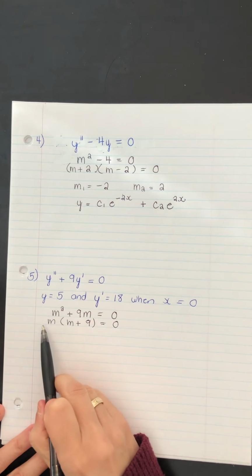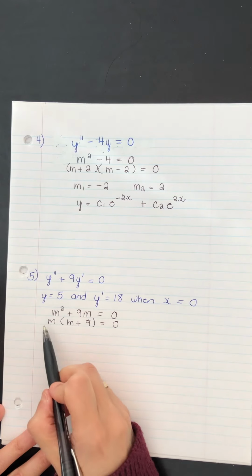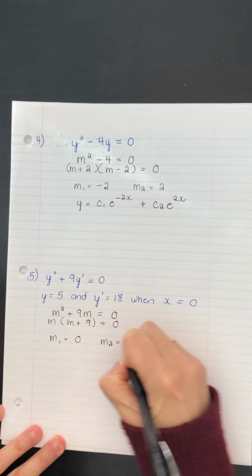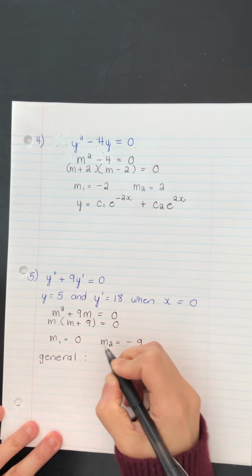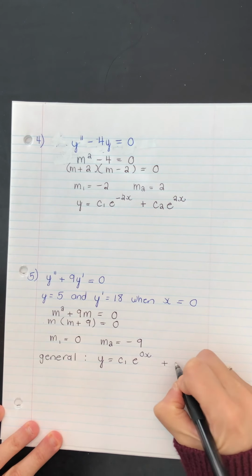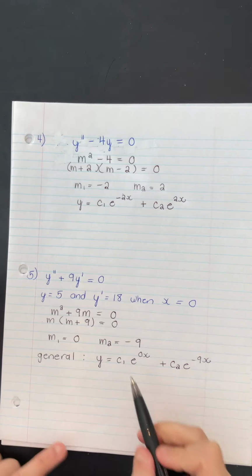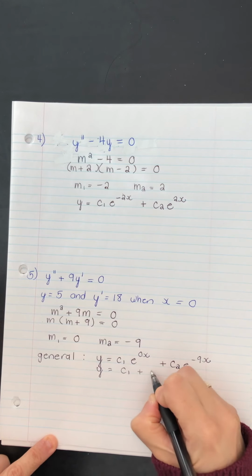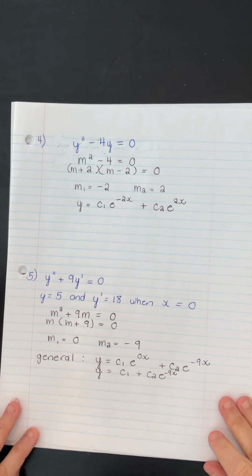And then our two roots come from here. m is 0 and m plus 9 is 0. So m1 is 0, and m2 then is negative 9. And that means we can now write our general solution. It is c1 e to the 0x plus c2 e to the negative 9x. Just like that. Of course, e to the 0x is the same as 1, so we might as well simplify this. It'll just be c1 plus c2 e to the negative 9x. So this is our general solution.